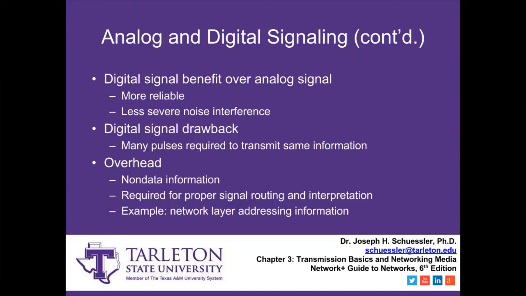We talked about some of the advantages of analog over digital, but digital has some benefits over analog as well. Digital tends to be more reliable. It's easier to figure out what the signal is, when there's positive voltage and when there's no voltage. So we can tell those 1s and 0s a little more easily. It's also less susceptible to noise interference. Those are a couple of the advantages. One of the weaknesses of digital signals is that it takes a lot of pulses to transmit the same amount of information.